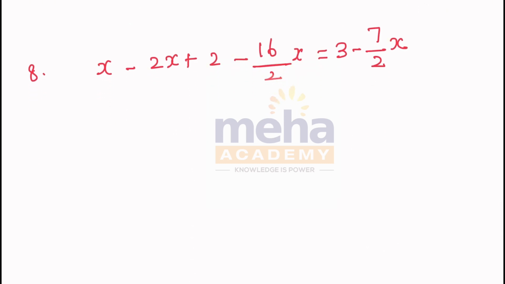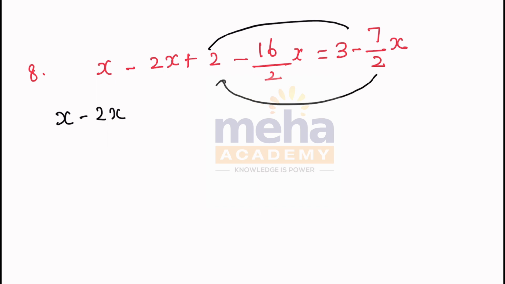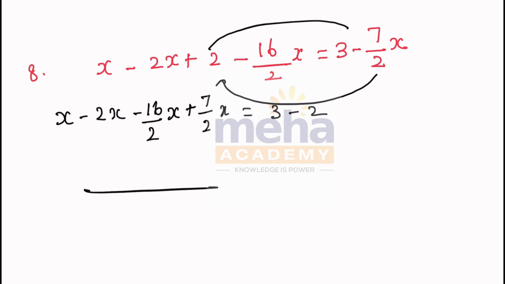Again the same concept. We have to collect all the x on the LHS side and we have to remove this 2 to the other side and 7 by 2 to the LHS side. So when the negative 7 by 2 comes to the other side, it becomes positive 7 over 2. When the 2 goes to the other side, it becomes negative 2. So here I do the LCM because all are having the x term. So common denominator is 2.